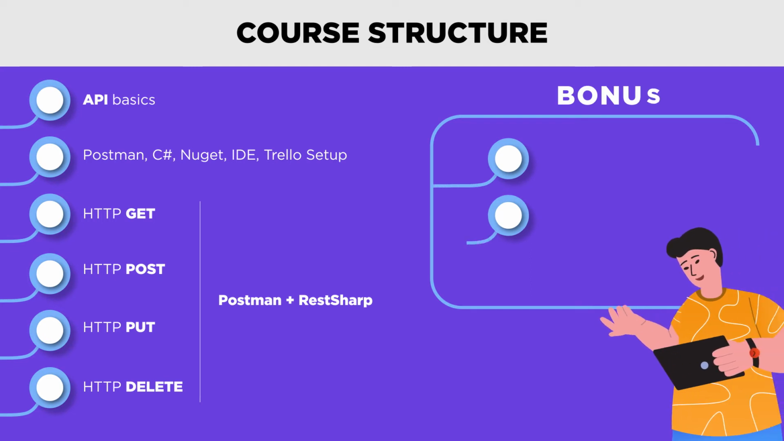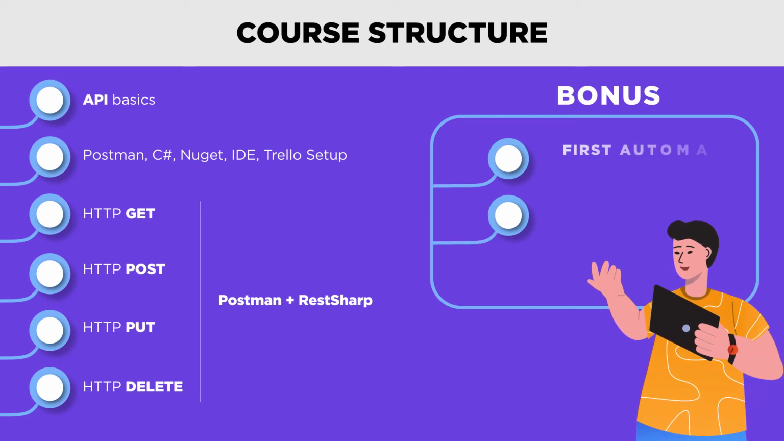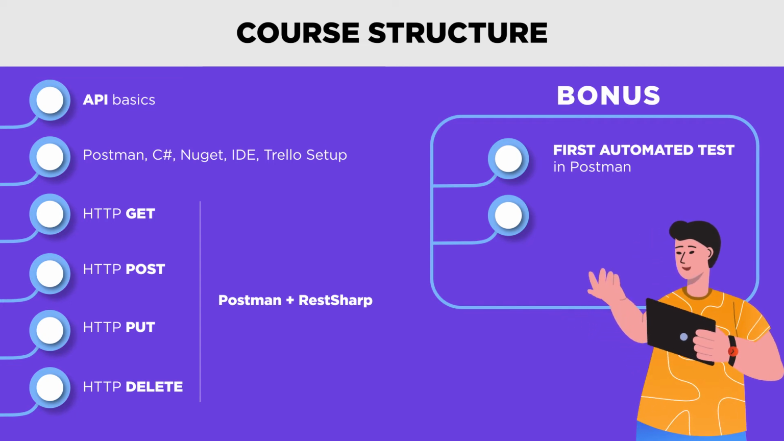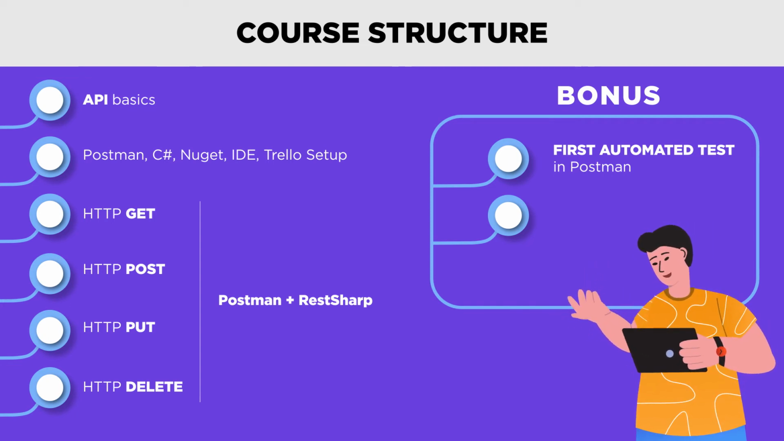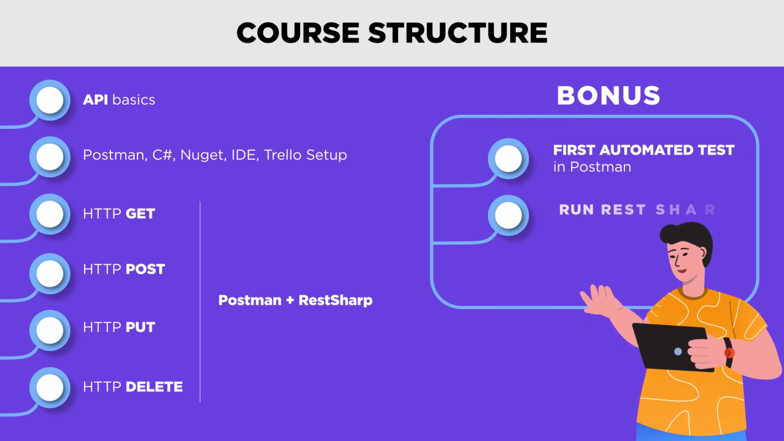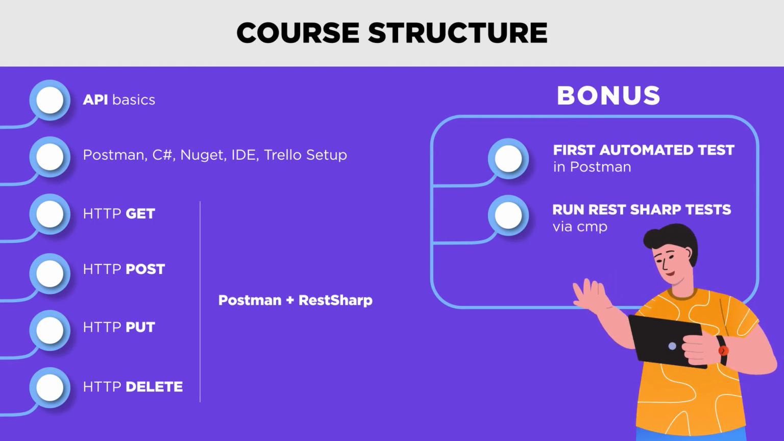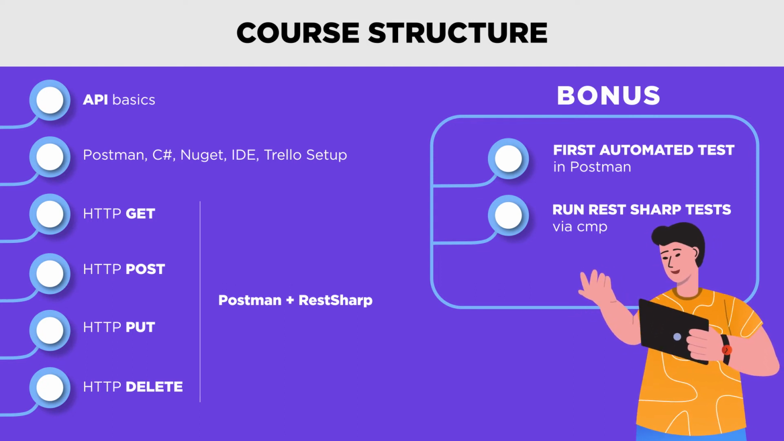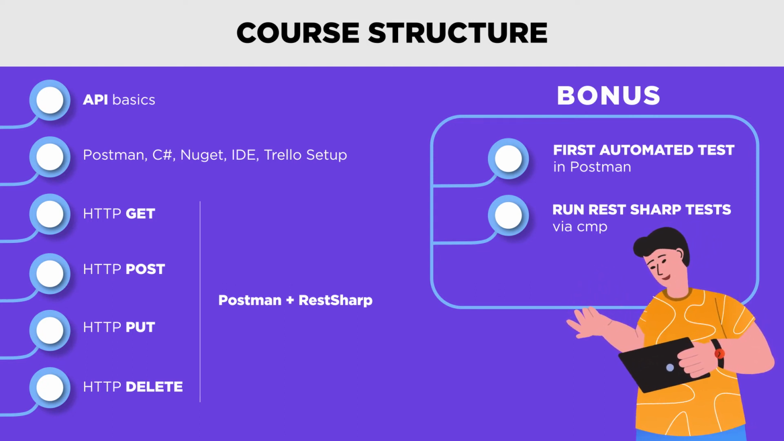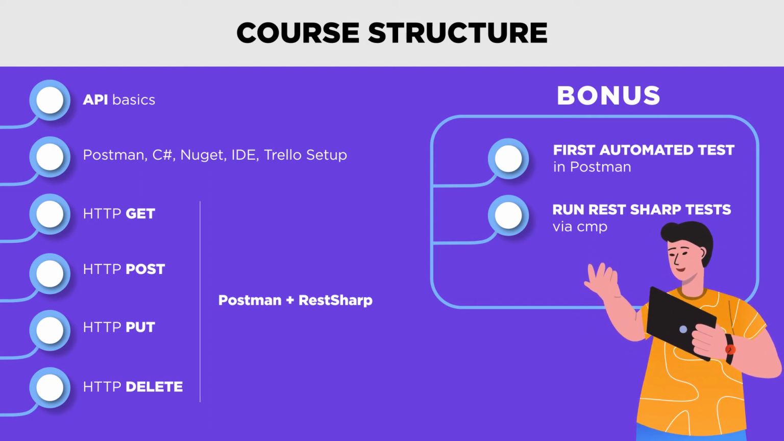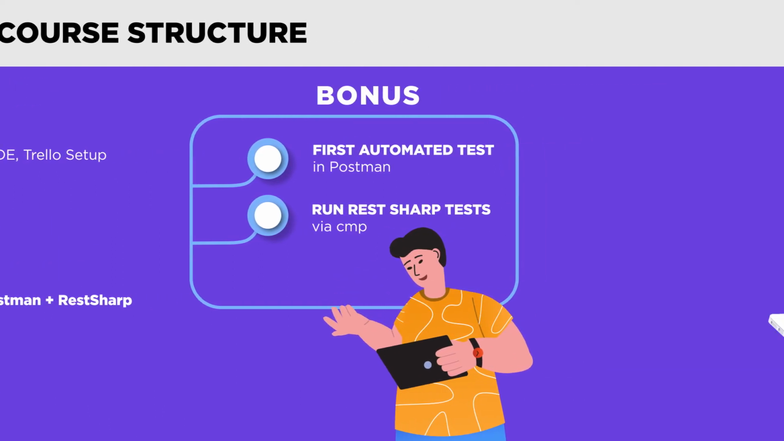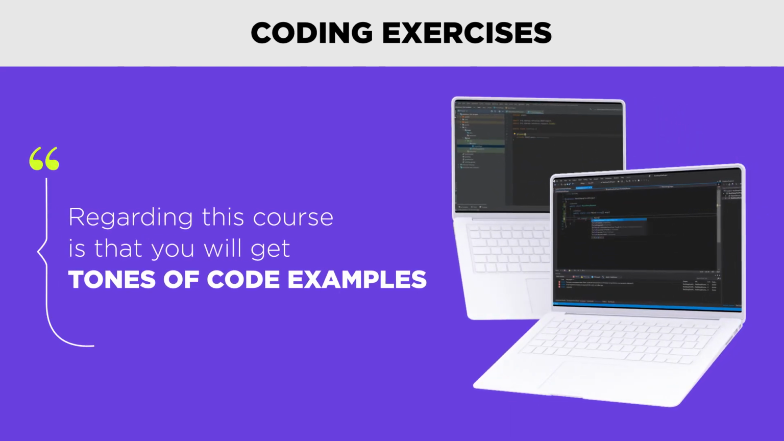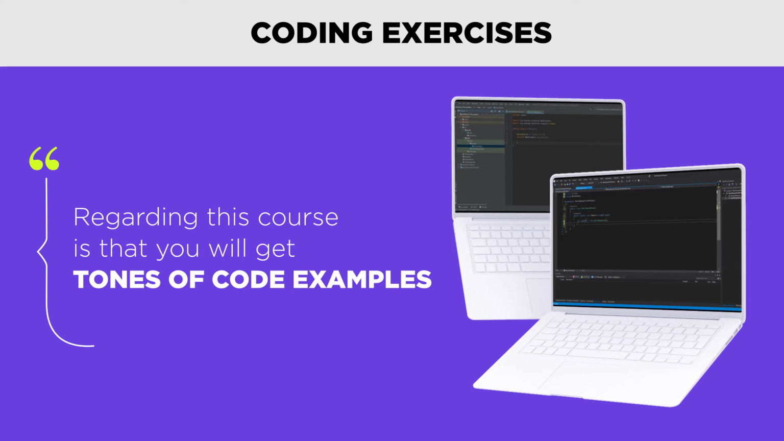This course will have two bonus parts. The first one will be to create an automated test inside Postman, given all the required information you may need for that. The second one will be to run our automated tests via the command line. With the achieved architecture, you can set up your own test framework and run your regression tests on a daily basis. And what is extremely important regarding this course is that you will get tons of code examples.